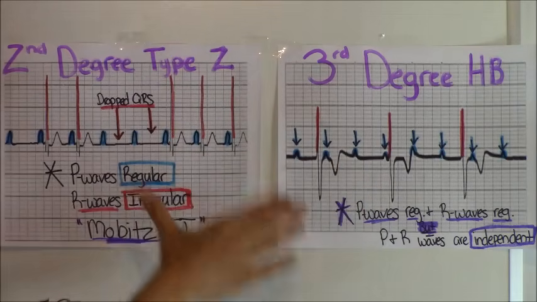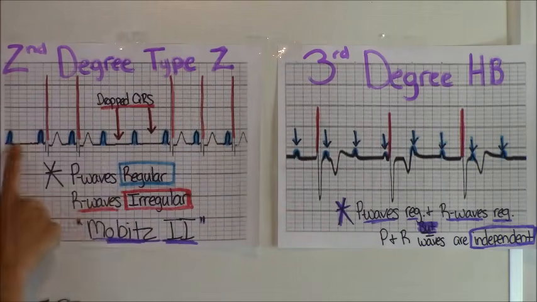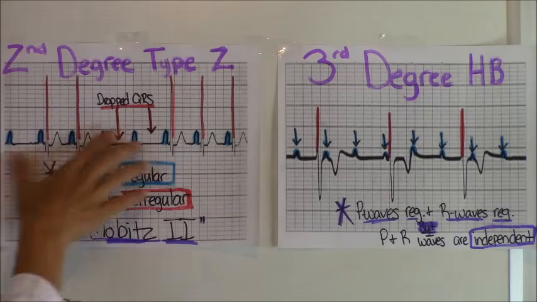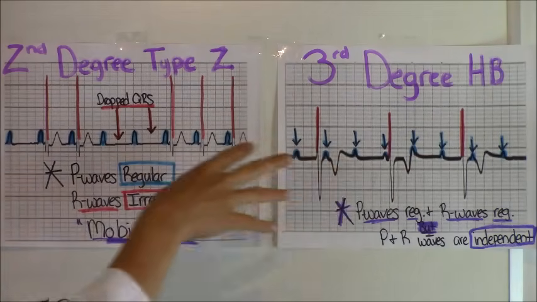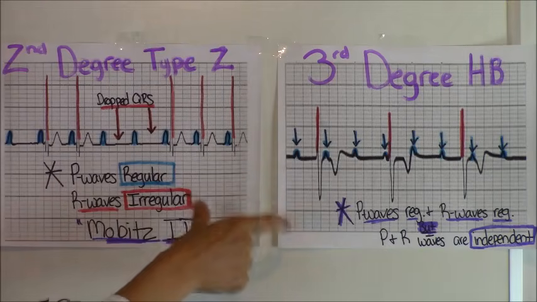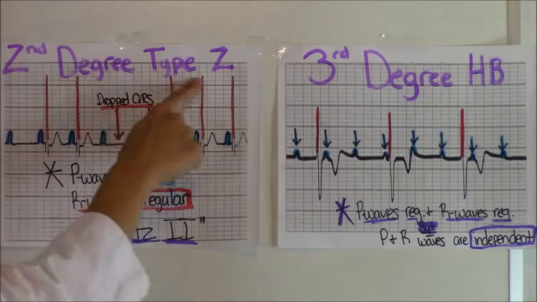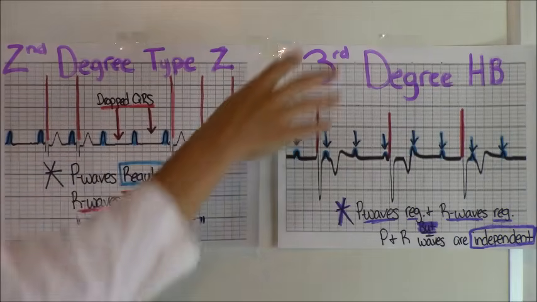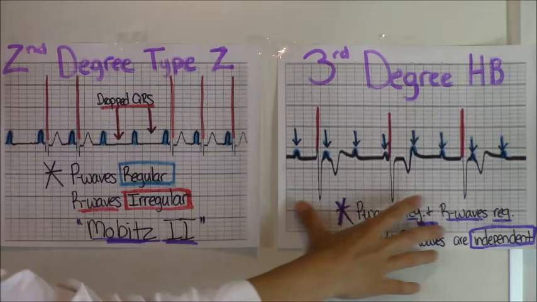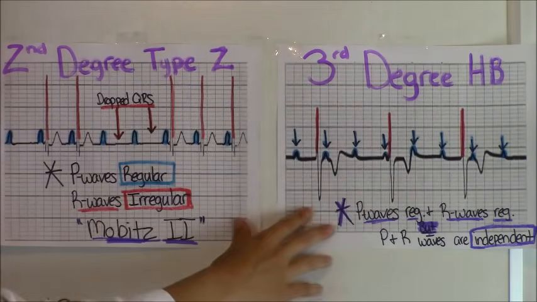But remember, the key between these two is that the second degree type 2, your P waves are going to be regular. When you measure those out with the calipers, they're going to be regular. On third degree, they're going to be regular as well. But your R waves are the defining point between these two heart blocks. Your R waves in second degree type 2 are going to be irregular. And in third degree heart block, your R waves are going to be regular. Okay, so always remember that.